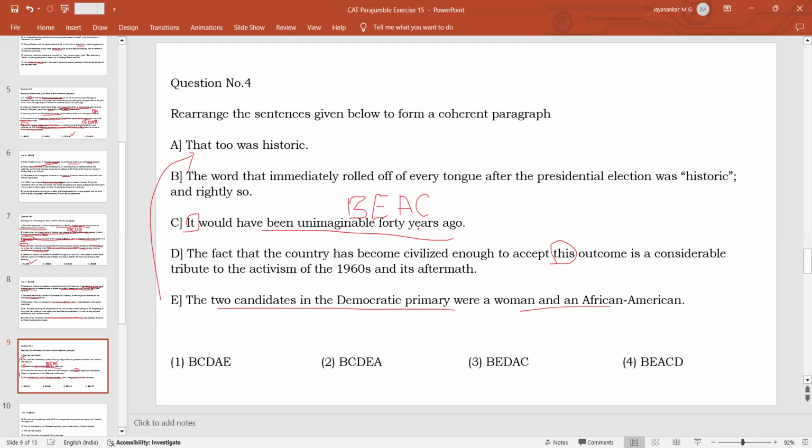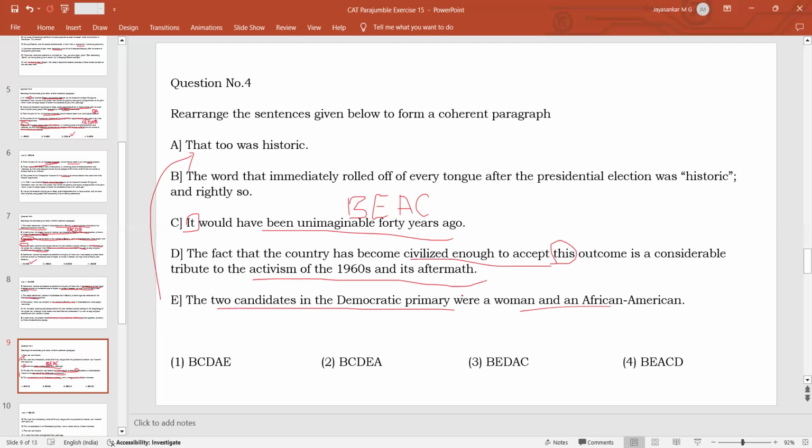So from this we can understand that this piece might have been written in the year 2000. Why? The country has become civilized enough to accept this outcome. Means the outcome where a woman or an African American is becoming the president of the USA, the country has become civilized enough to accept this outcome is a considerable tribute to the activism of the 1960s and its aftermath.